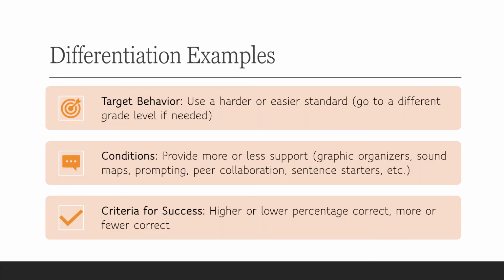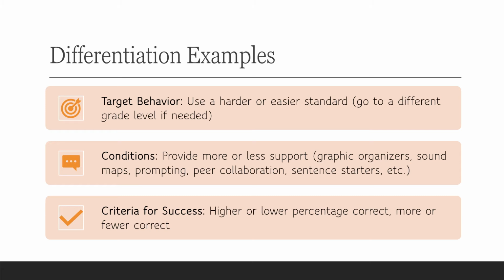So the target behavior, you could use a harder or easier standard. And you can go to a different grade level if needed, especially when you're working with children with IEPs that might be at a developmental level that's much lower than the rest of your class. So you can actually change what you ask them to do. Instead of identifying the main character, for example, you could have them just identify where the story takes place.